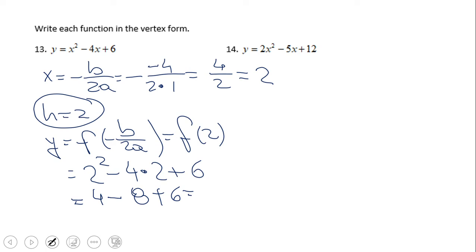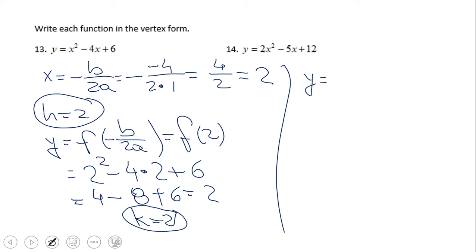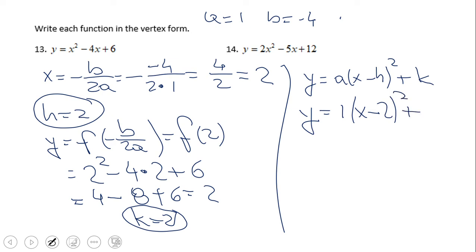Which is going to give us positive 2. That positive 2, in this case, is the y coordinate of the vertex, or k. And now we're going to do the last step, which is plugging this h of 2 and k of 2 in our vertex form. And one more thing, we also can plug in a. Don't forget, a is 1, b is negative 4, and we don't really need c. So we have y equals 1 times x minus 2 squared plus 2, or the simplest form would be x minus 2 squared plus 2.